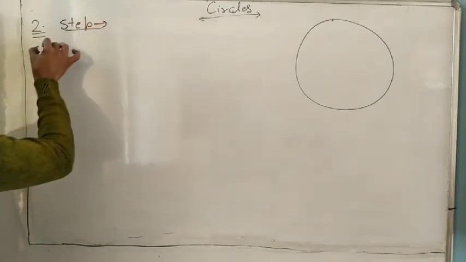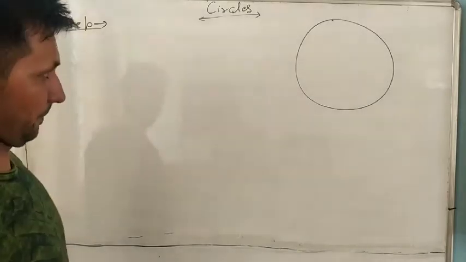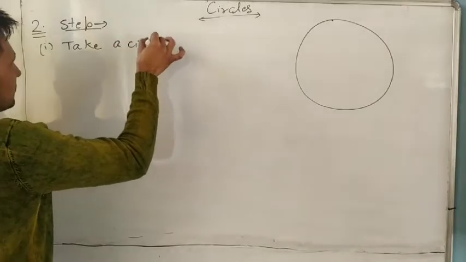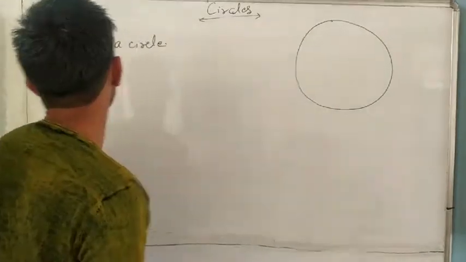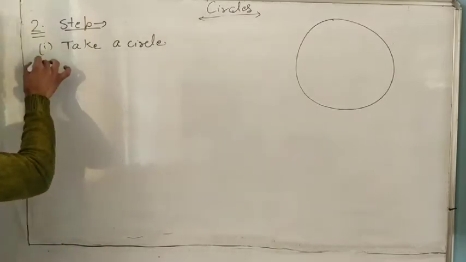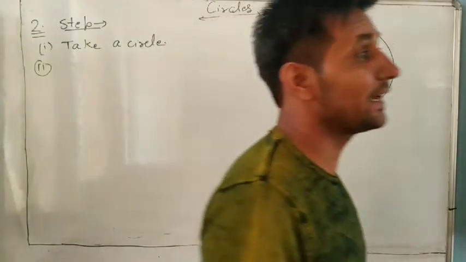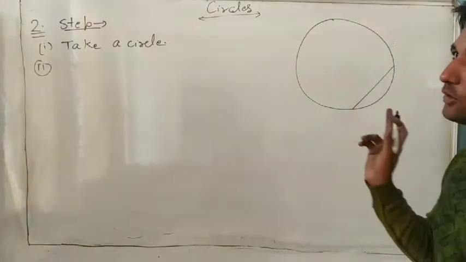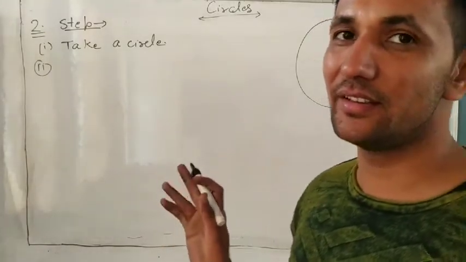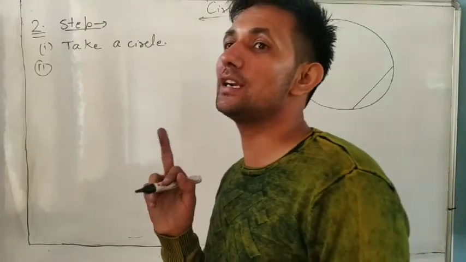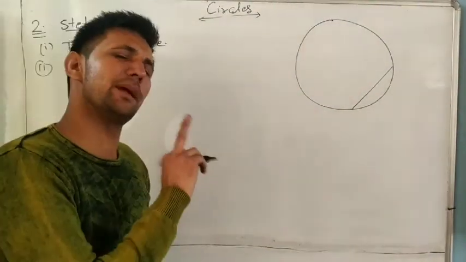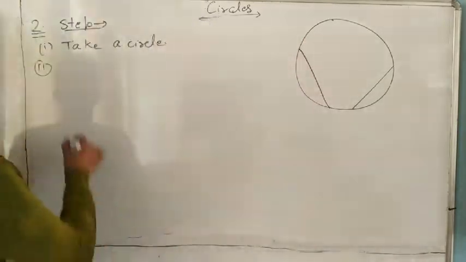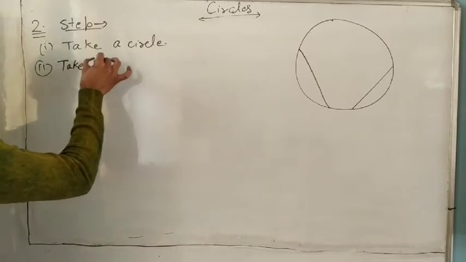So first, we take a circle. Let a circle be given. Second, we want to find its center. So how will you find the center? We will take any two chords. Same question we already did. Do you remember which one? From 3 non-collinear points, only one circle can pass. Same as it is. So take any two chords like this one.